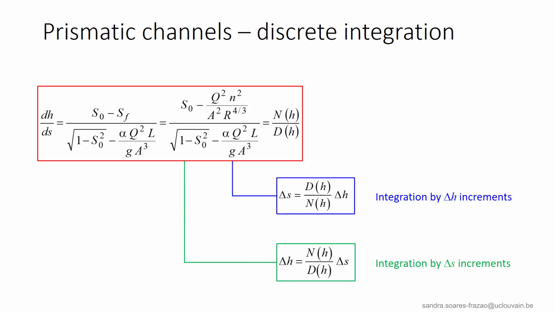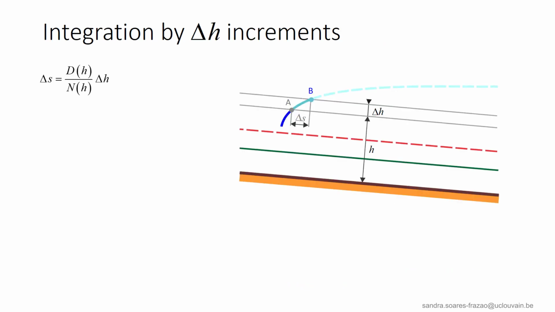For prismatic channels, looking at the equation, we see that there are two possible discretizations: either by fixing increments of water depth delta H and looking for the distance delta S to obtain this increment of the water depth, or the opposite, by fixing increments of abscissa delta S and looking for the corresponding increment of water depth delta H. We start with the first option, fixed delta H increments.